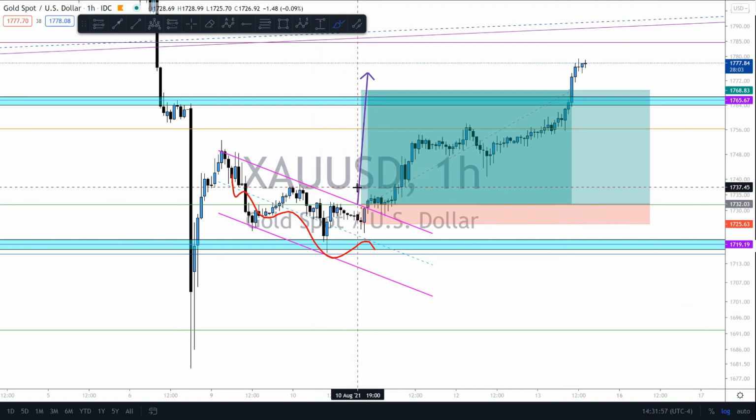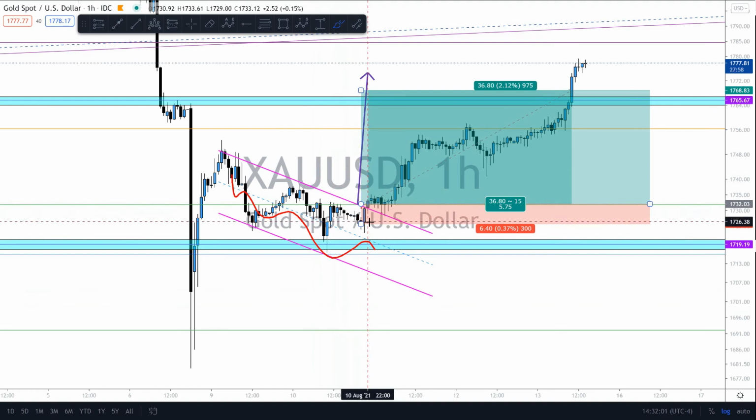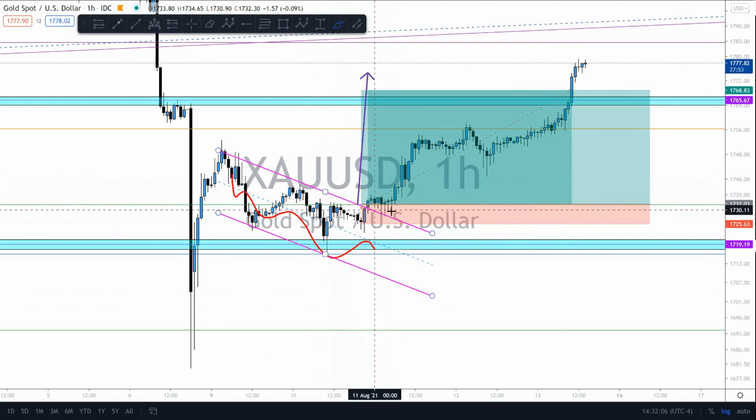But some of the things that you most definitely should look out for when taking this trade is that if you want to be a bit more conservative, you can wait for the break of that upper trend line, and when you get that retest, then you can take the trade.